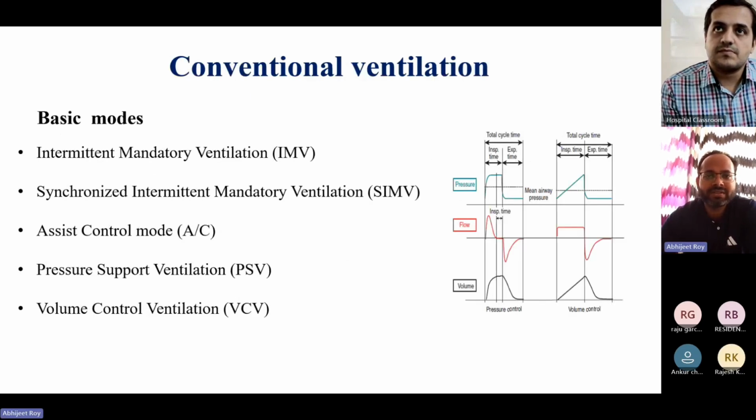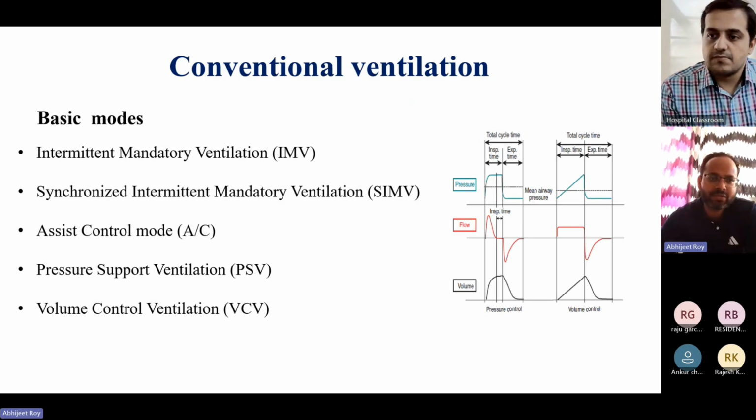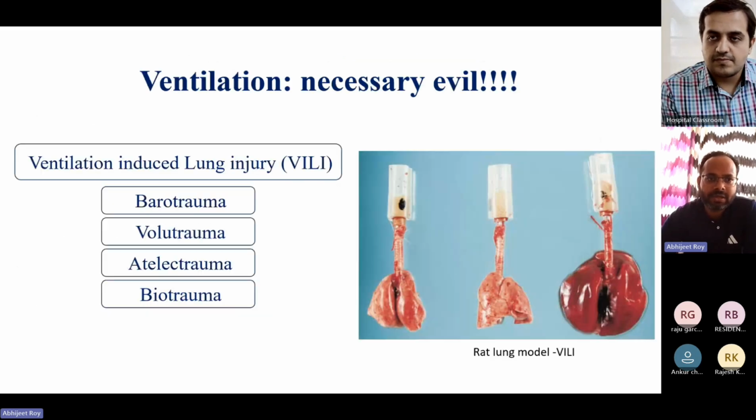In our understanding of conventional ventilation, there are basic modes which include intermittent mandatory ventilation, SIMV mode, then assist control mode, pressure support ventilation, and volume control ventilation. So this is what we know.